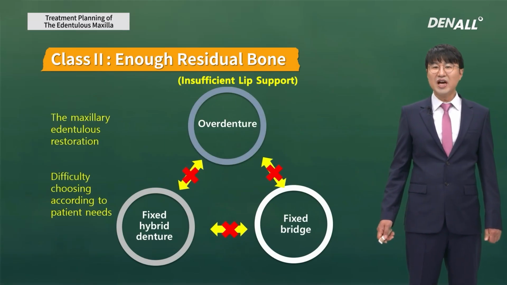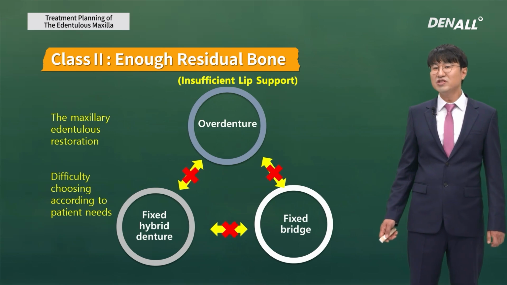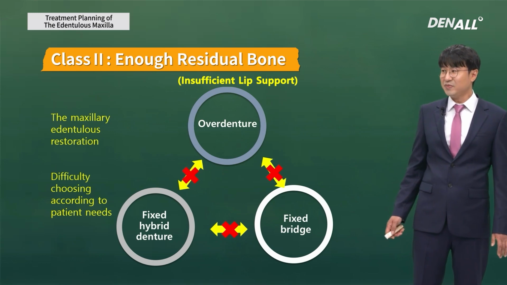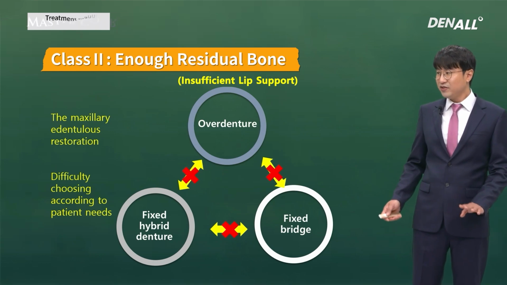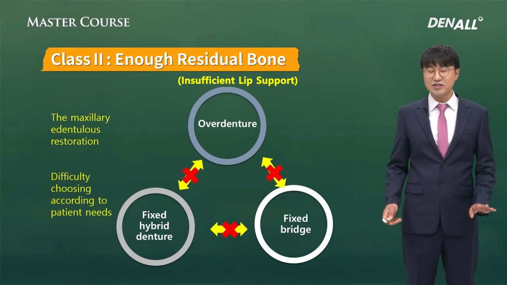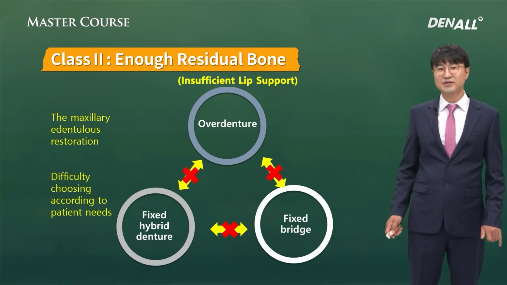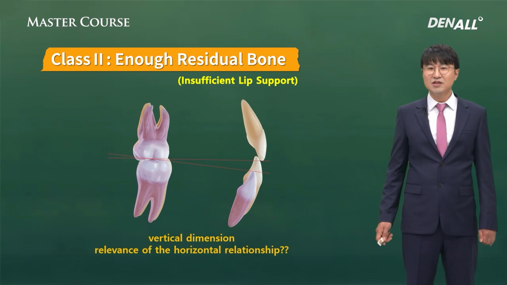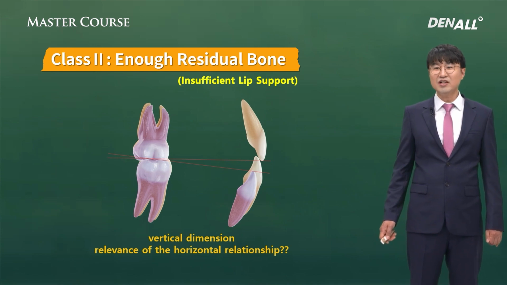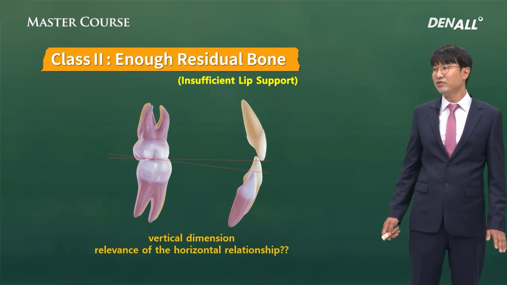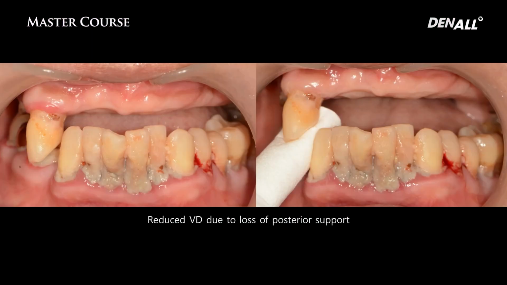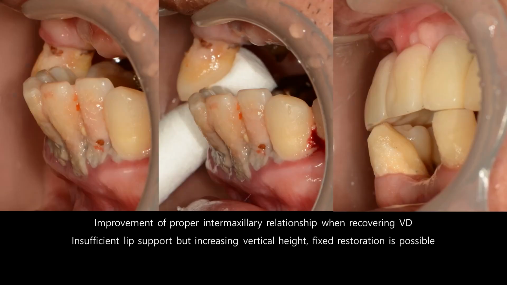So at least on the maxillary side, what this figure means, I think you will understand. Whether to go with an overdenture, a fixed hybrid denture, or a fixed bridge, deciding only based on patient requirement is not the way to go. On the upper and lower side, the vertical dimension could be misinterpreted due to the horizontal relationship. You will understand more by looking at how the vertical dimension has been reduced.